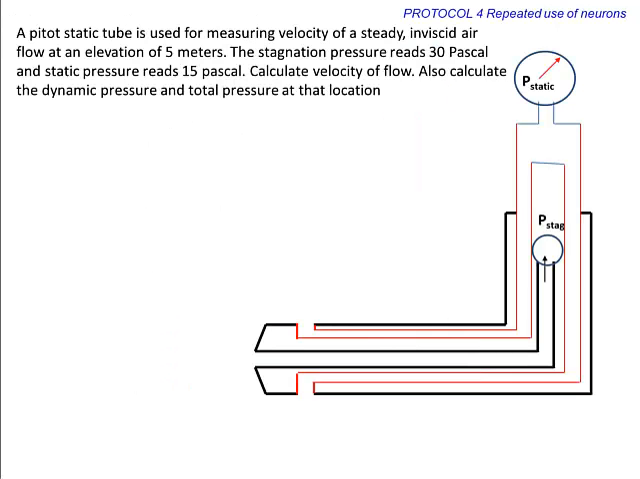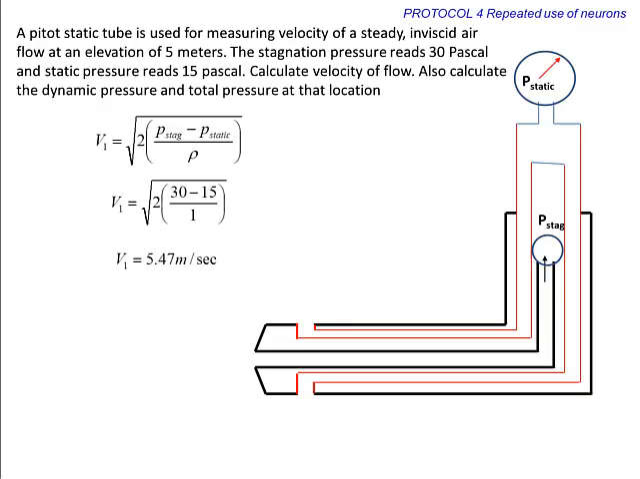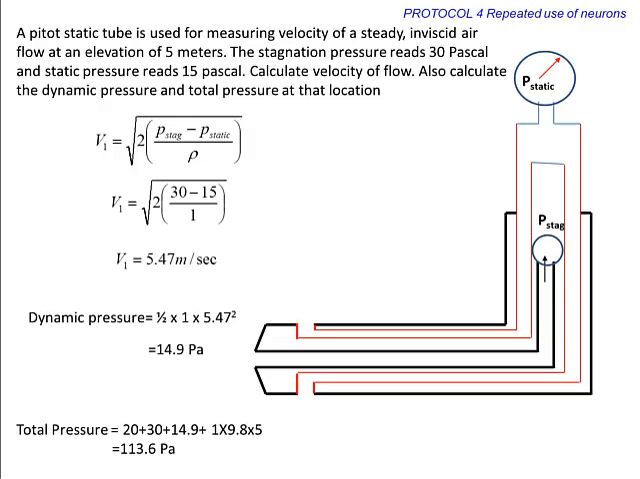Consider another problem. A pitot static tube is used for measuring velocity of a steady, inviscid airflow at an elevation of 5 meters. The stagnation pressure reads 30 Pascal and static pressure reads 15 Pascal. Calculate velocity of flow. Also calculate the dynamic pressure and total pressure at that location. We can use the pitot static equation to solve this problem. Using velocity, the dynamic pressure can be calculated. Finally, the total pressure can be calculated as the sum of stagnation, static and potential head.